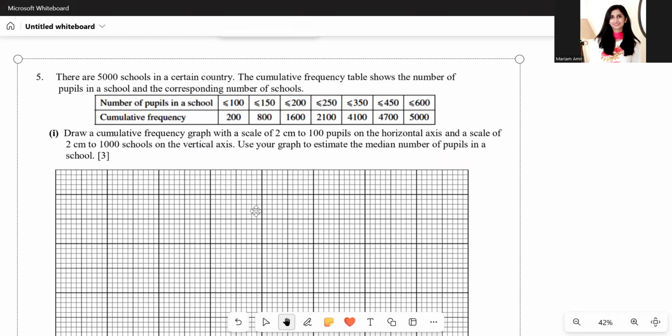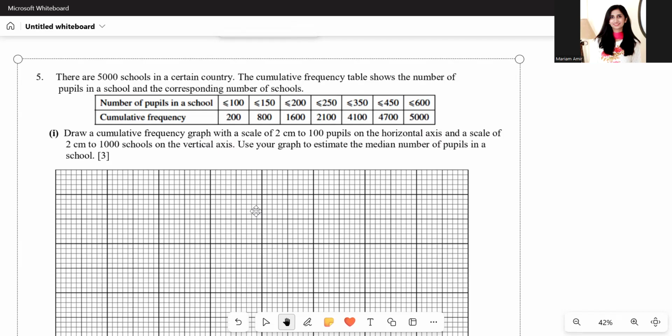There are 5,000 schools in a certain country. The cumulative frequency table shows the number of pupils in a school and the corresponding number of schools. Draw a cumulative frequency graph using the given scale. Okay, now also it says use your graph to estimate median number of pupils in a school.